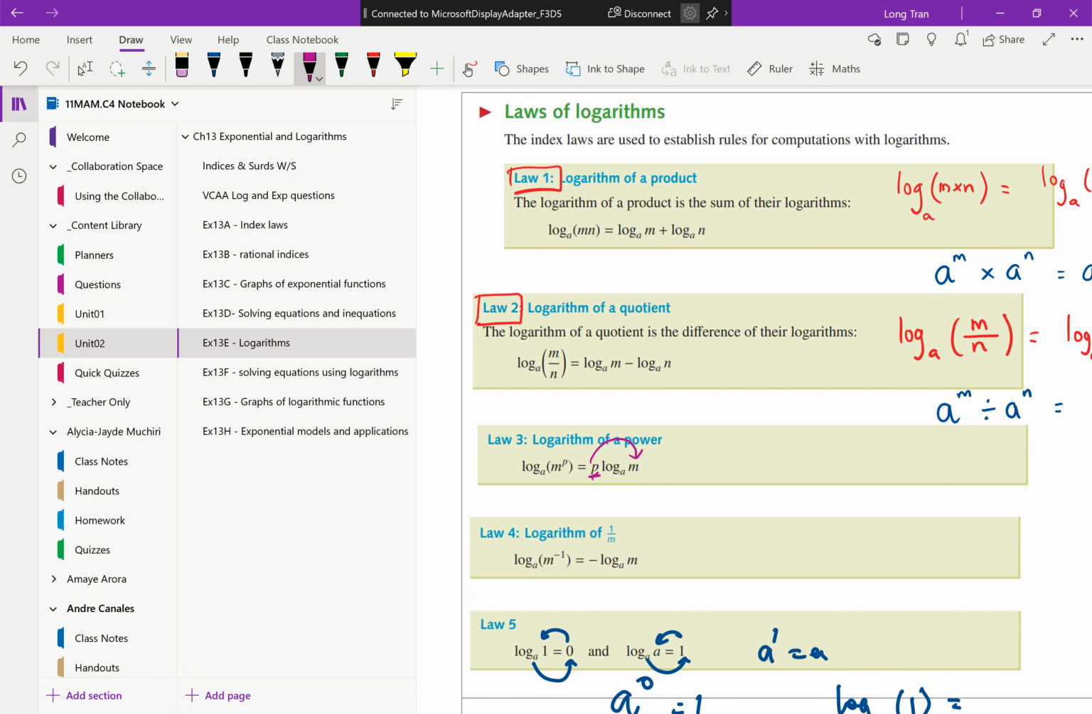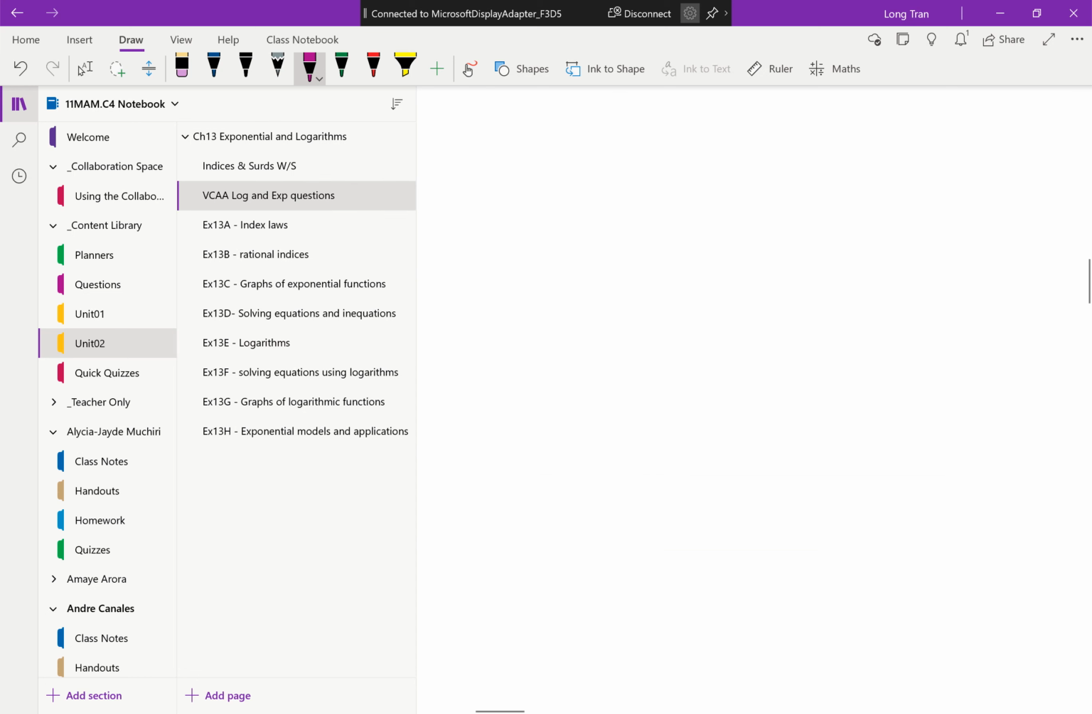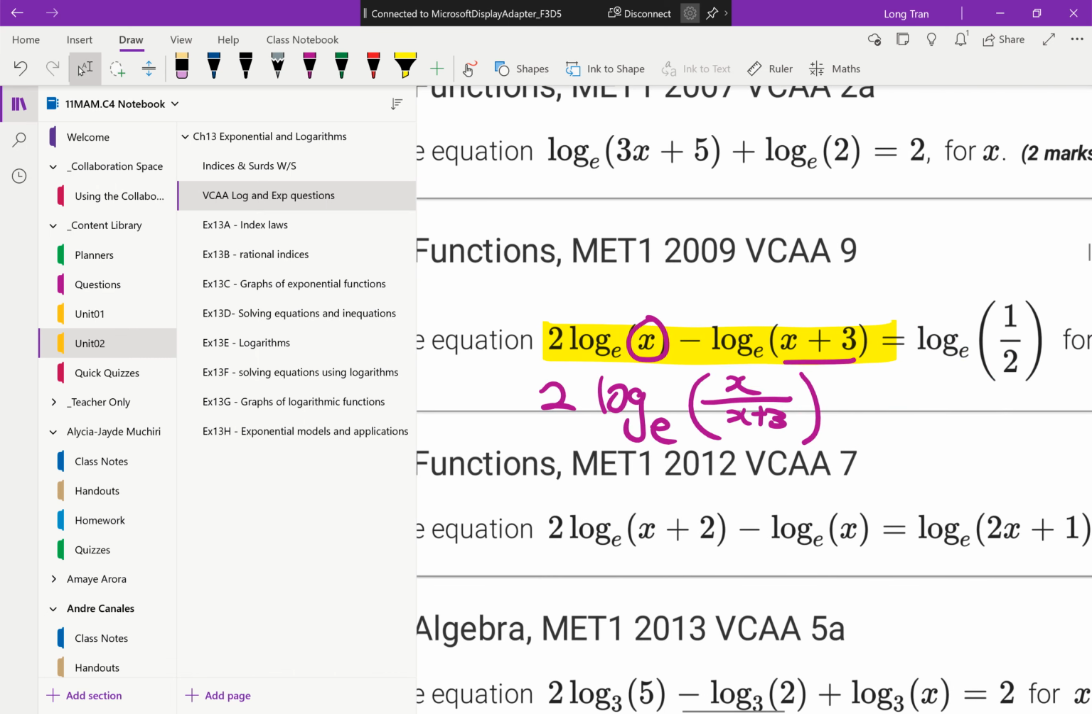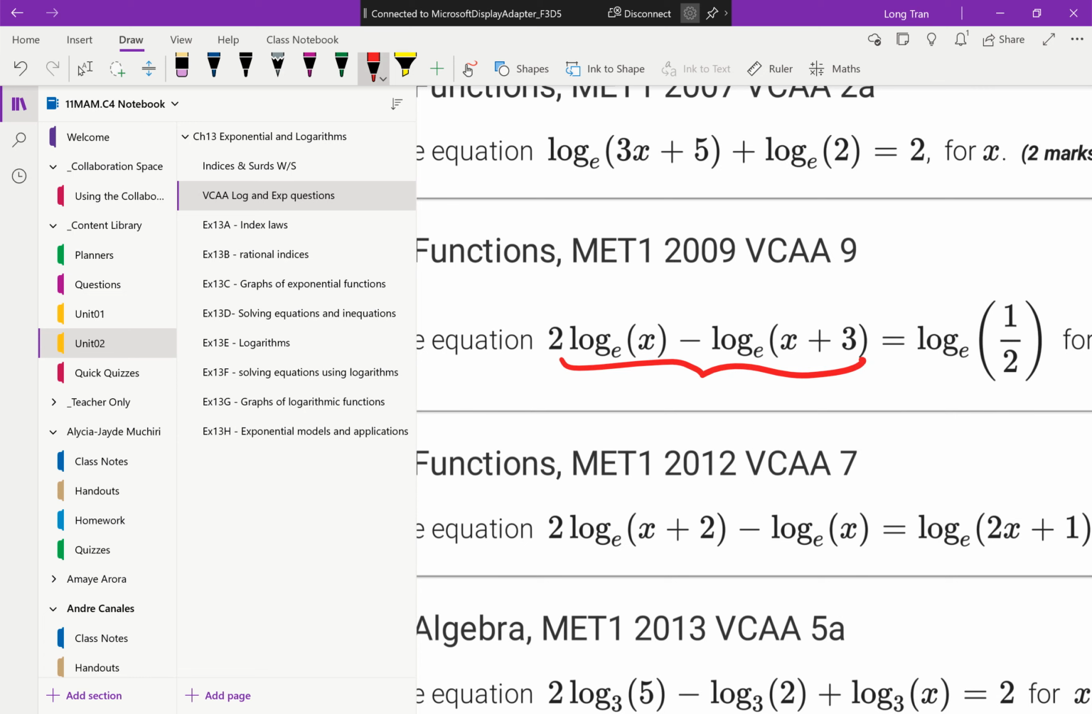So if I go back to this VCAA problem, what you were meant to do at the very start, okay, because that very first step you'll be marked wrong straight away. That doesn't work, okay? Your answers will be wrong. What you were meant to do is instead of saying, oh yeah, I'm just going to combine these 2, you can't do that based on the rule. You actually had to use rule number 3 and convert this so that it is now log base e of x squared.